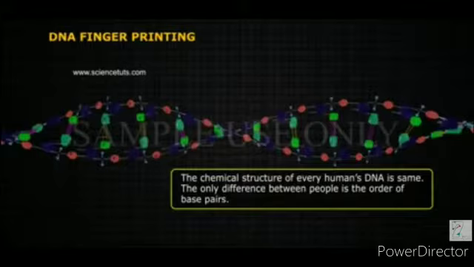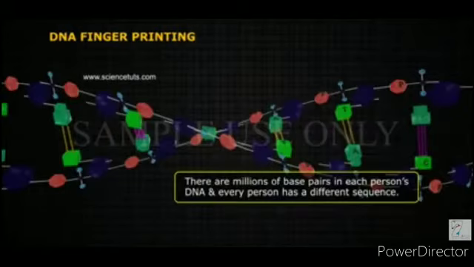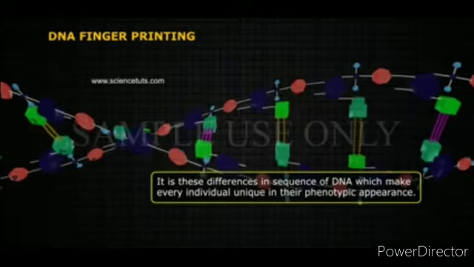The chemical structure of every human's DNA is the same. The only difference between people is the order of base pairs. Okay? The chemical structure of human DNA is the same, but the only difference between people is the order of the base pairs. There are millions of base pairs in each person's DNA, and every person has a different sequence. It is these differences in sequences of DNA which make every individual unique in their phenotypic appearance.